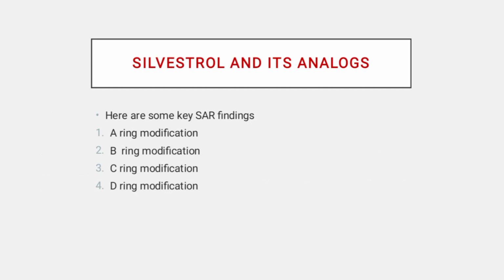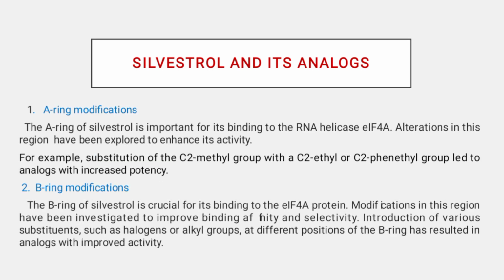So these are Silvestrol and its analogs. Here are some key structure-activity relationship findings. First is the A ring modification, second is the B ring modification, third is the C ring modification, and the fourth one is the D ring modification. So in the A ring modification, the A ring of Silvestrol is important for its binding to the RNA helicase eIF4A.